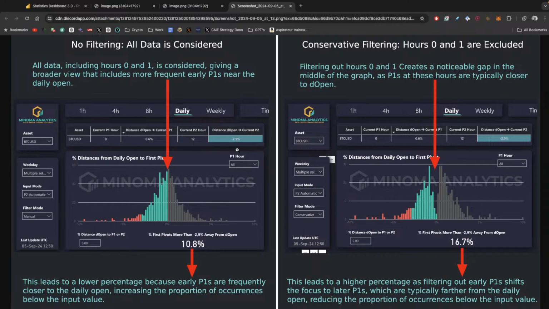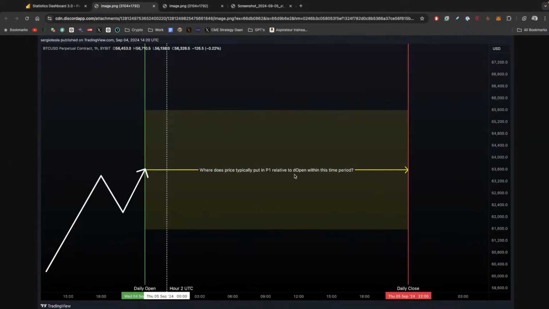So the name conservative filtering makes a lot of sense, because it increases this statistic right here. You are reframing the question from asking where does price typically put in P1 relative to daily open within this time period to this time period. So this is literally the difference.